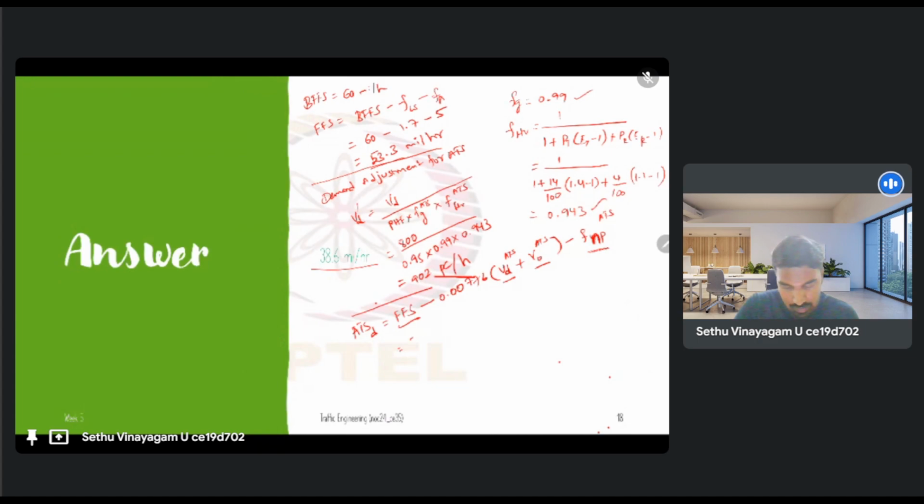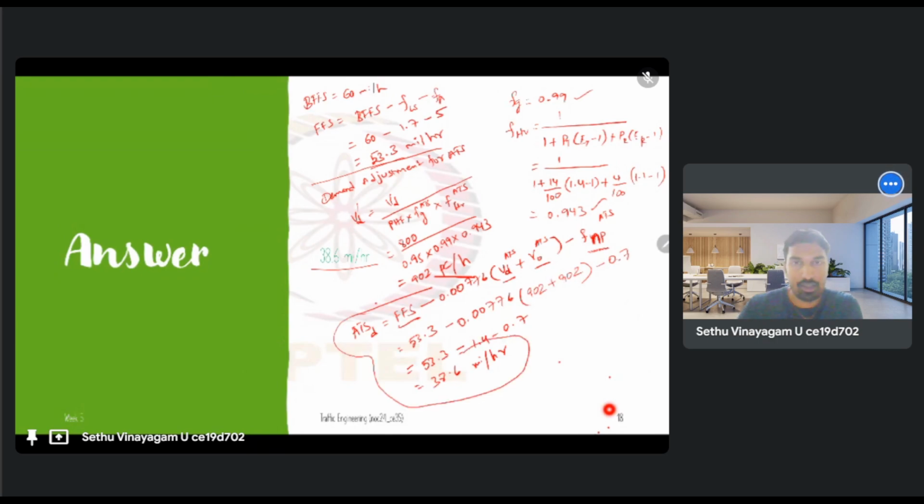So free flow speed is 53.3 minus 0.00776 into adjusted demand, which is 902 in the design direction and the opposite direction as well, minus FNPS 0.7. So this will come out to be 53.3 minus 1.4 minus 0.7, which is 38.6 miles per hour. So this gives you the ATS value in the design direction.